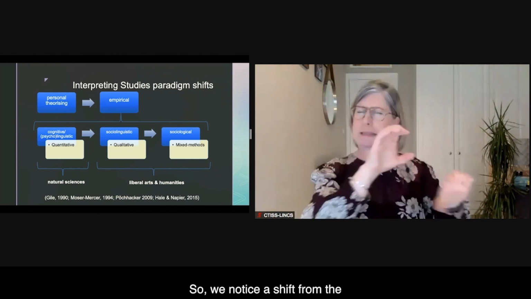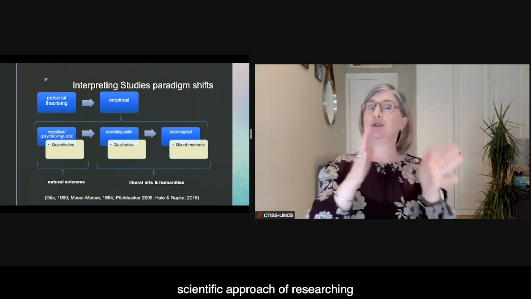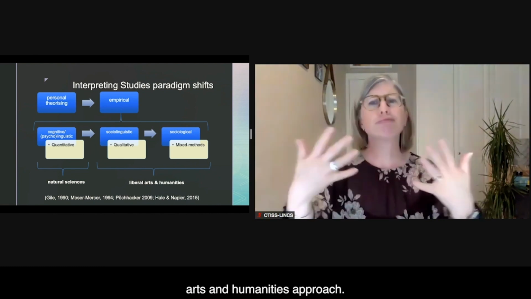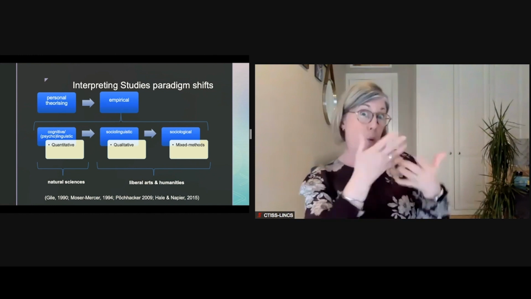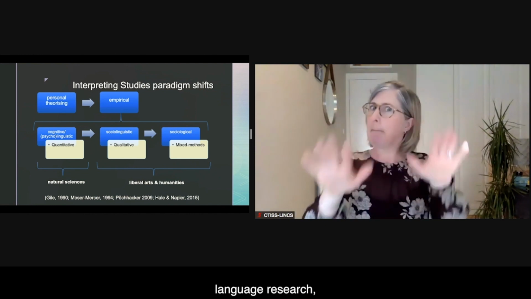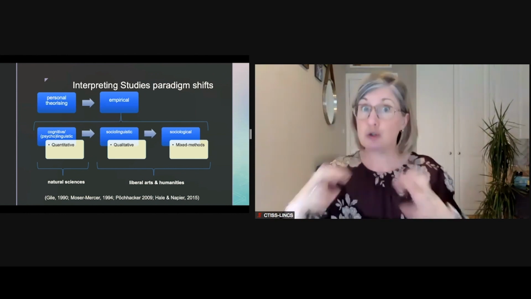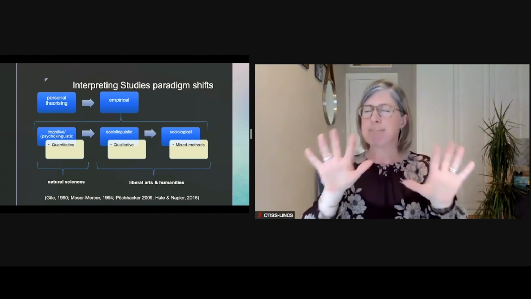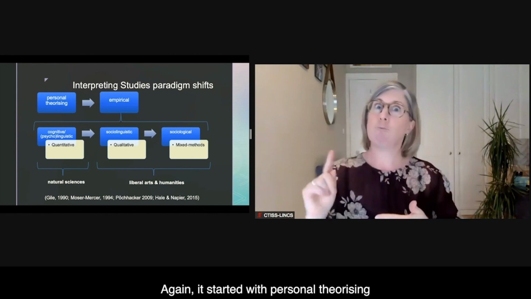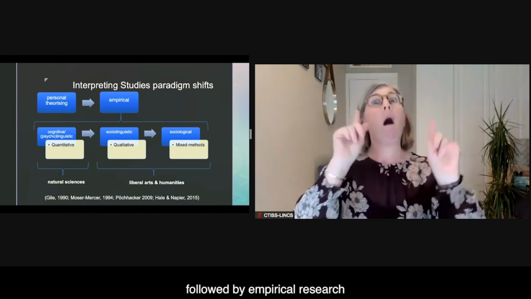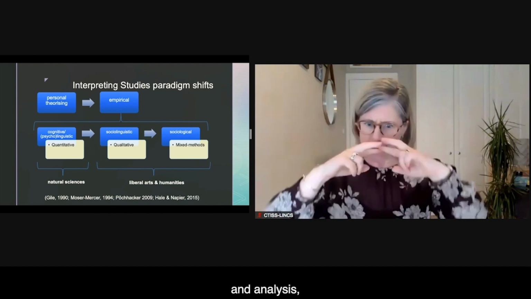So we notice a shift from the scientific approach of researching interpreting towards a liberal arts and humanities approach. This trend is seen in spoken language research, and we're seeing a similar trend occurring in sign language interpreting studies. Again, it started with personal theorizing on experiences, followed by empirical research and analysis, presenting facts based on evidence.